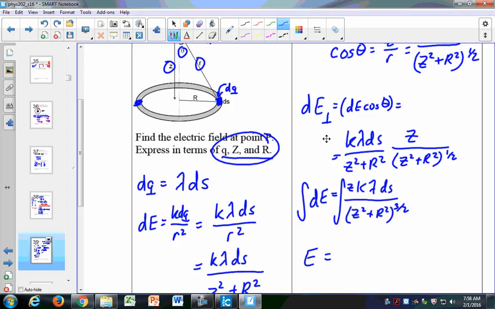Now we set it up this way so that we can pull everything out of the integral, because we're putting all the terms in terms of things that are constant. So this is going to be z k lambda over (z squared plus r squared) to the 3/2 times the integral of ds.